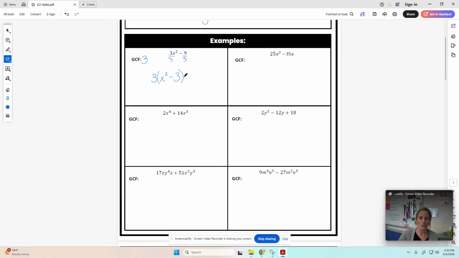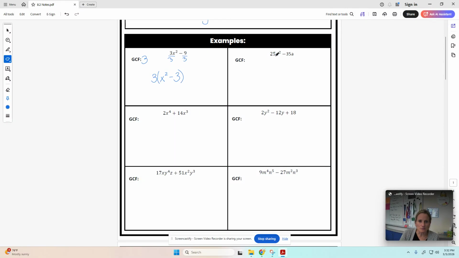When I was talking about working backwards, last week you were starting with things like this, and you were multiplying or distributing the 3 times the x squared, 3 times the negative 3, and your answers looked like this. So now we're basically undoing the work that we did last week. Rather than having things in their simplified form, we're putting things in their factored form.